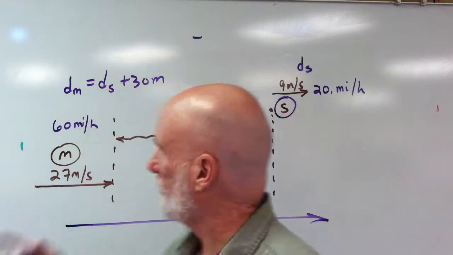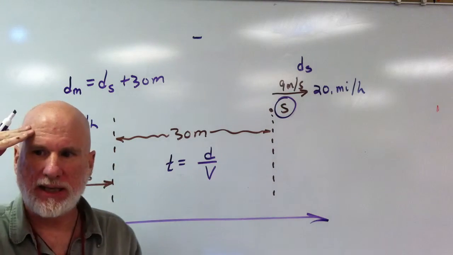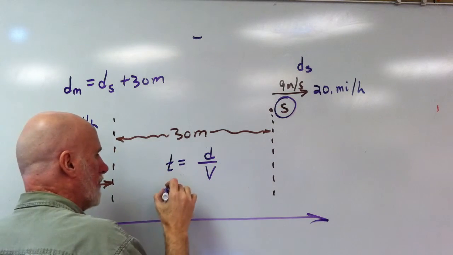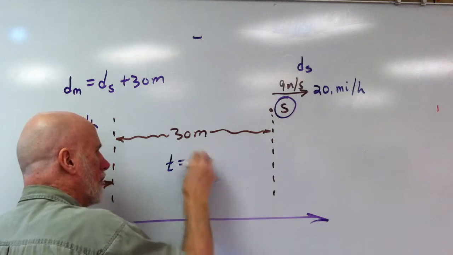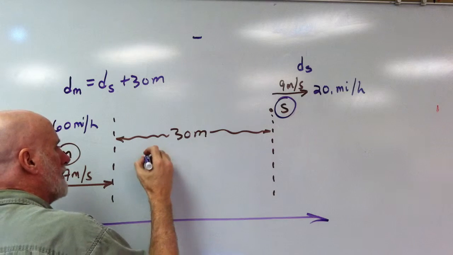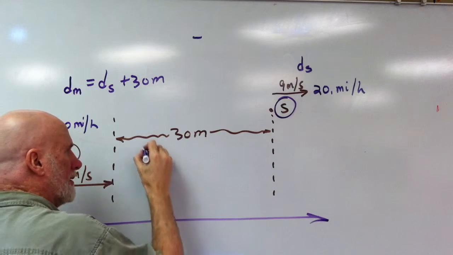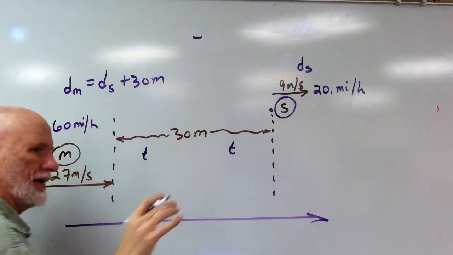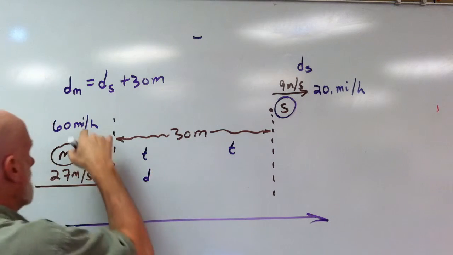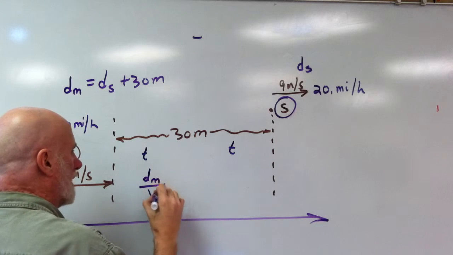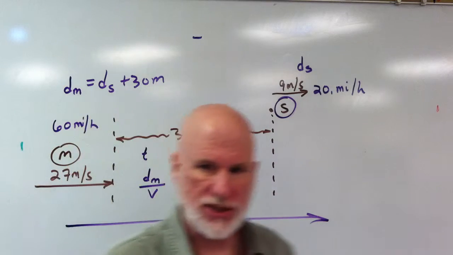Now, we know the V for each, right? That's easy. All right, good. Now, let's look at D. We know that T is the same, right? So we're going to say D over V. This is going to be M, so dm over V, and this is going to be ds over V. Does that make sense to you?